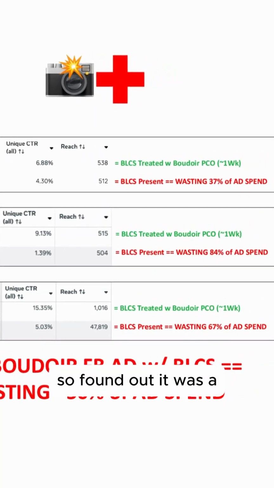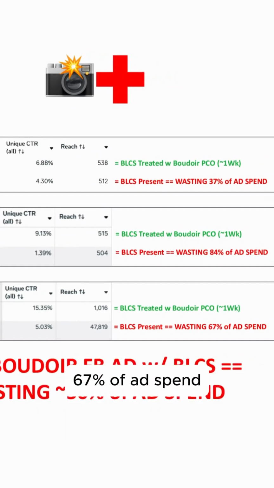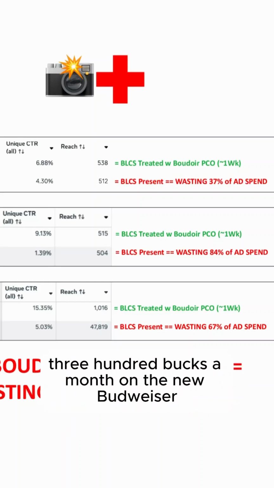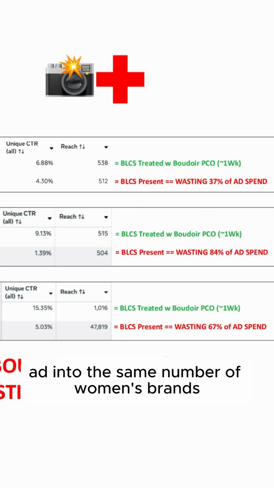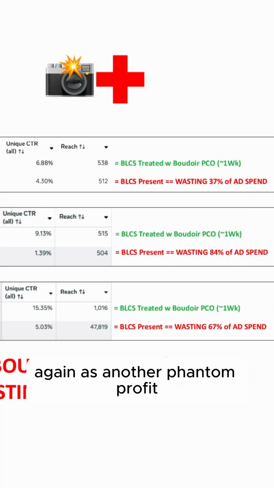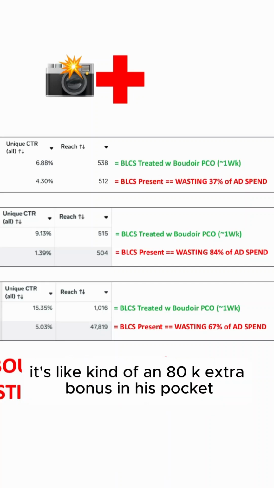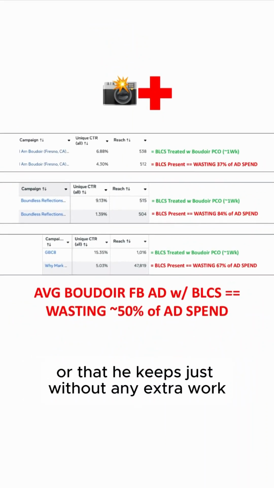So we found out the original Boudoir Facebook ad was wasting 67% of ad spend. If he was spending 10 grand a month on the original Boudoir Facebook ad, now he only needs to spend $3,300 a month on the new Boudoir Pico treated ad, and he'll get his ad into the same number of women's brains. And that $6,700 a month delta, that difference, he keeps in his pocket, again as another phantom profit, Boudoir Pico profit, whatever. After 12 months of this, it's like an 80K extra bonus in his pocket that he no longer has to pay for, that he keeps without any extra work.